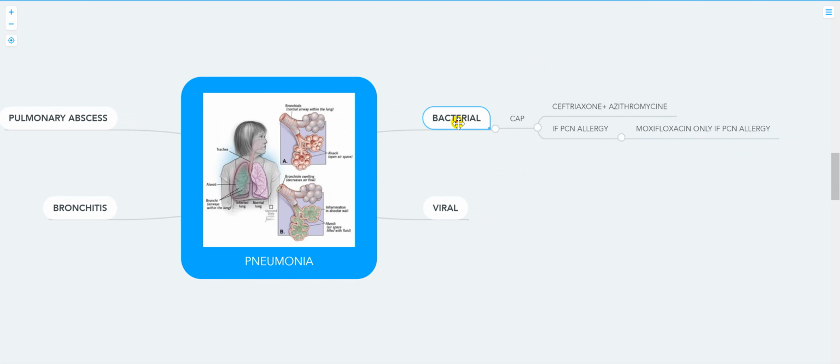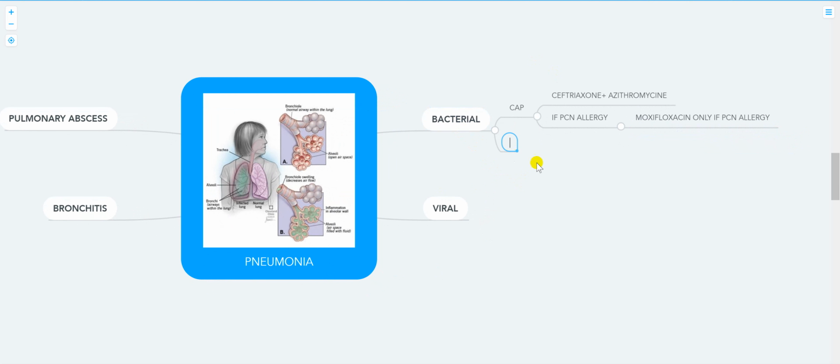The other type of bacterial pneumonia could be hospital acquired pneumonia, HCAP. For hospital acquired, usually we treat it with vancomycin plus peptazo.